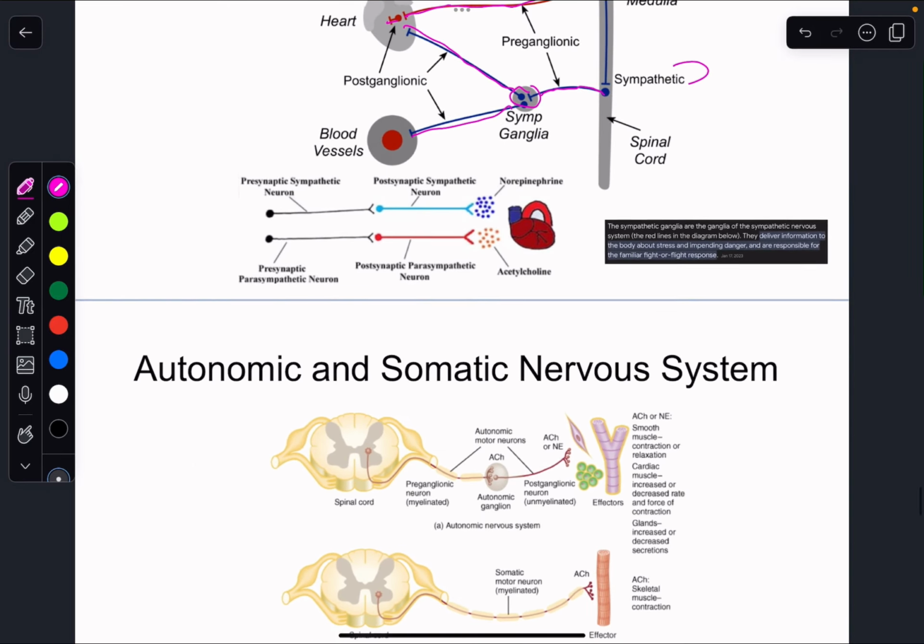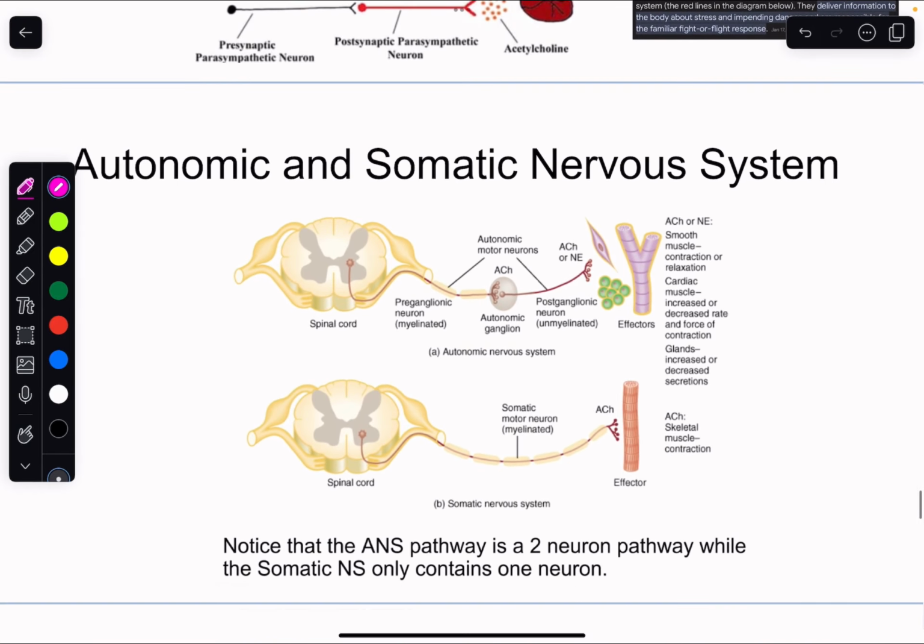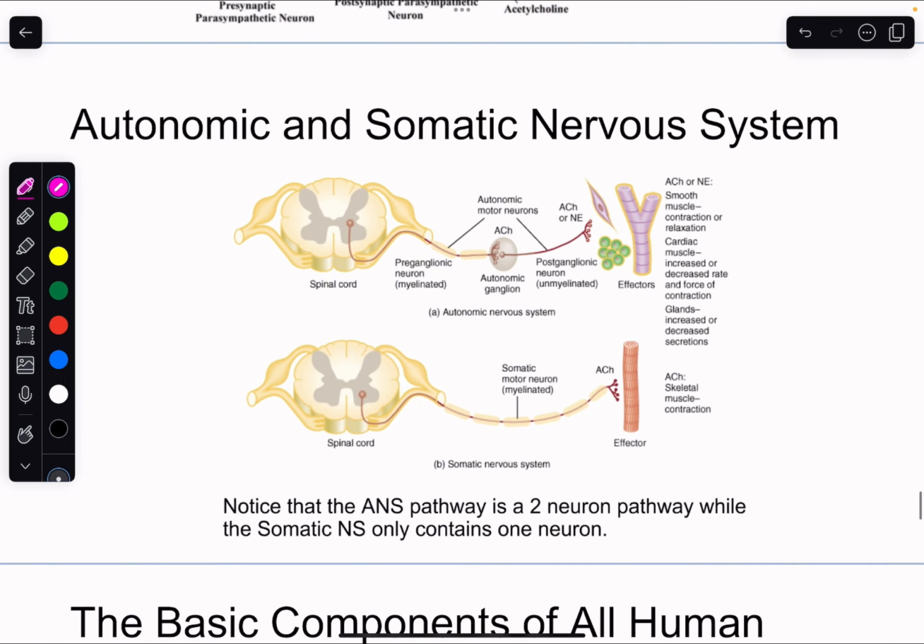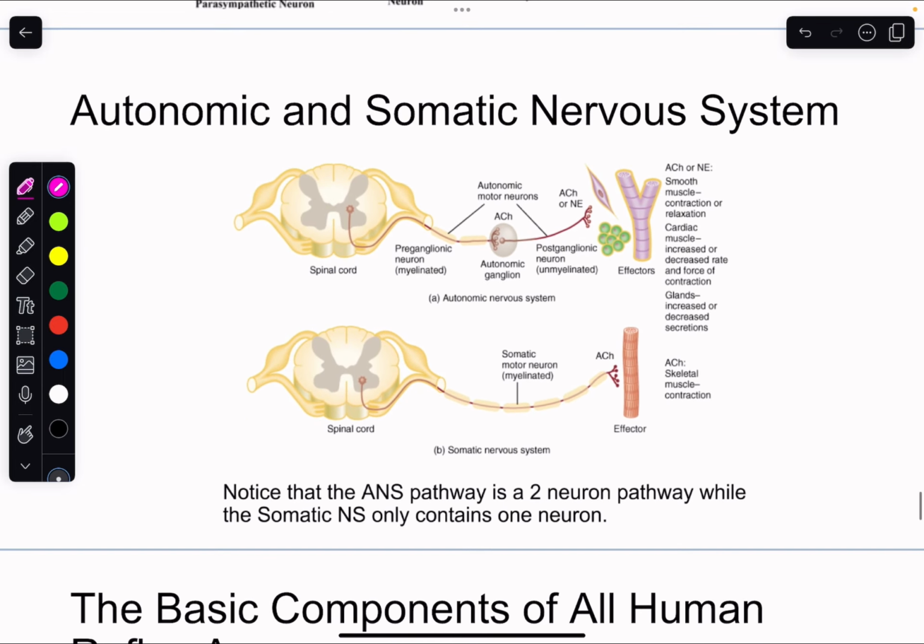All right, the autonomic and somatic nervous system. So the autonomic, the one we're kind of doing right now, has two neuron pathways. As you can see, we have the preganglia right here, it makes a stop here, and then the postganglia. That's two neuron pathways. Whereas the somatic is just one neuron going through.